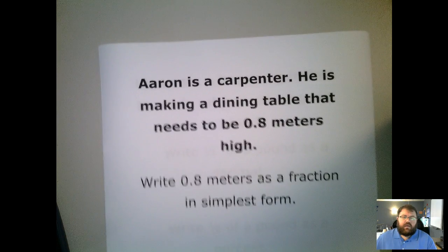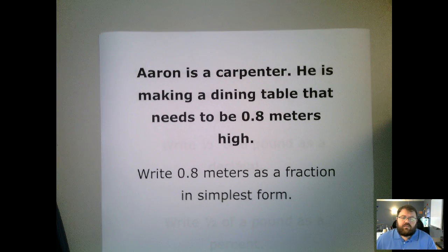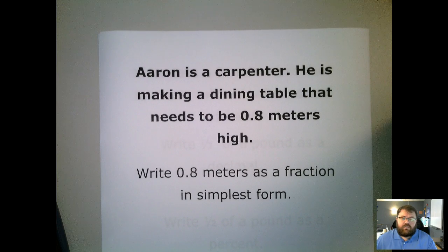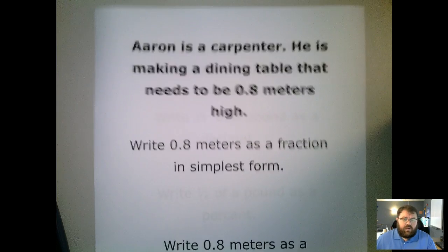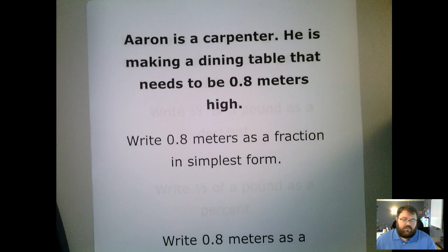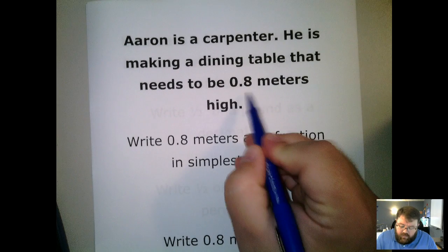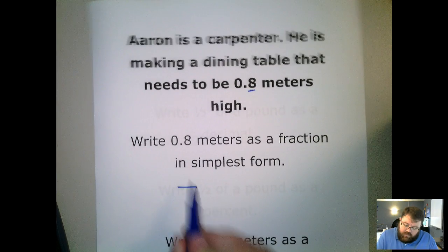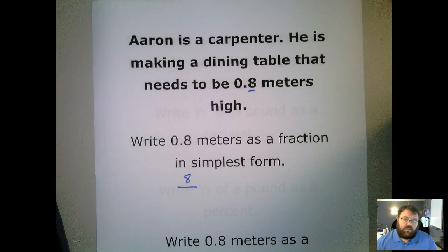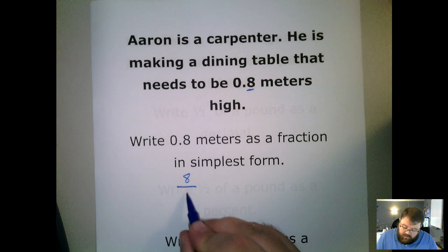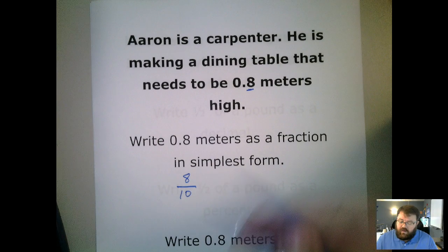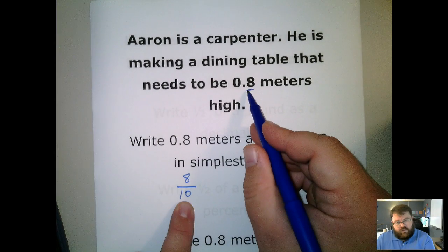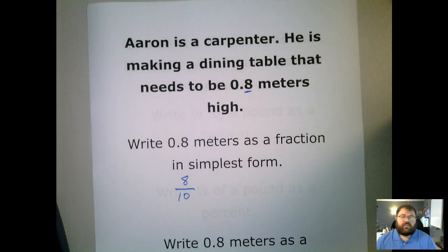Okay. Aaron is a carpenter. He is making a dining table that needs to be 0.8 meters high. Write 0.8 meters as a fraction in simplest form. So this question, we have one number to the right of the decimal, so I'm going to put in 10, put a 1 in front of it. So it's 8/10. One number to the right, 10 has 10. That's how I know it's 10.